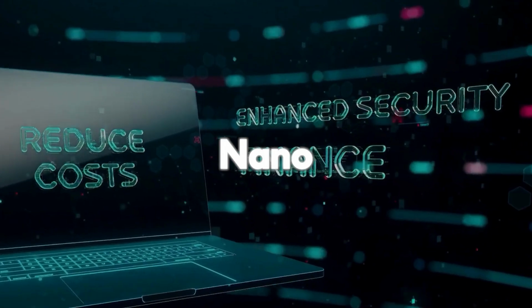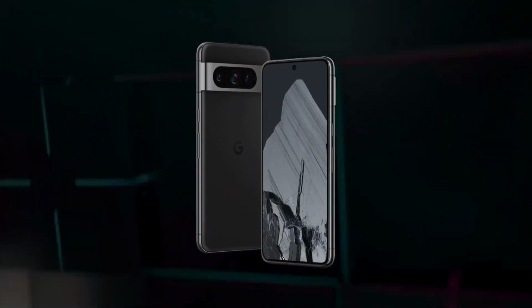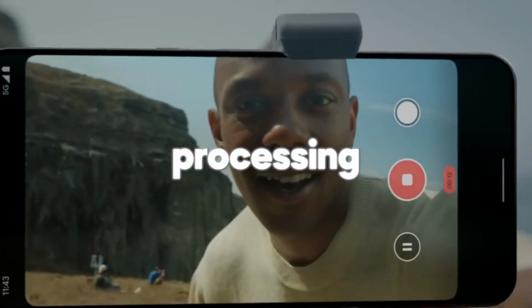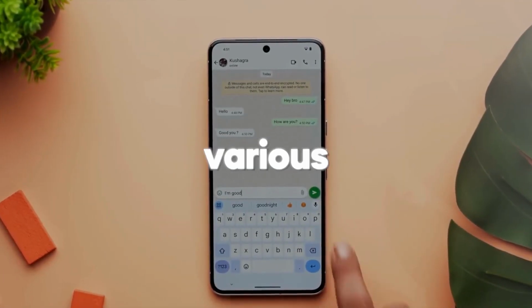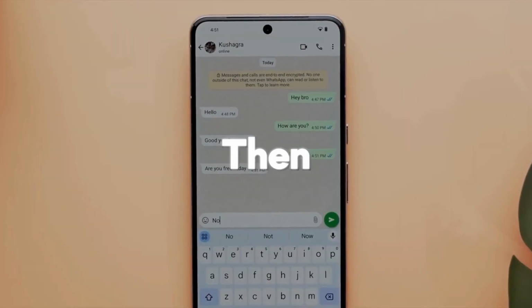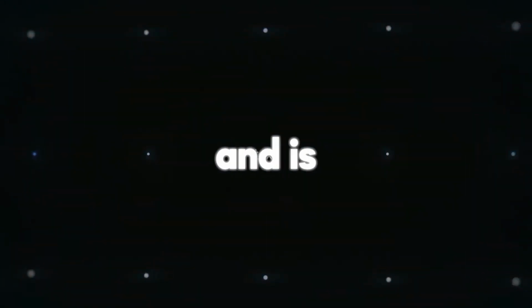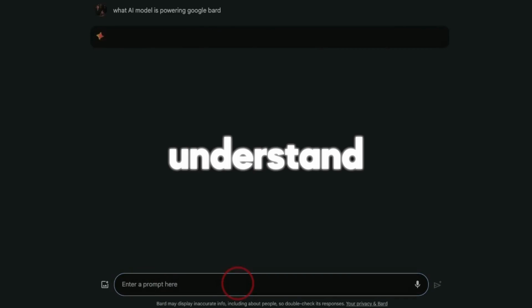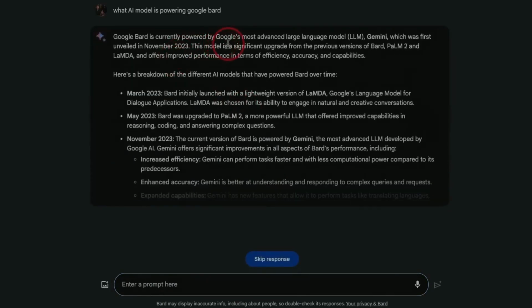The Gemini Nano is designed to be used on smartphones, specifically the Google Pixel 8. It's designed for on-device tasks that require efficient AI processing, such as summarizing entire texts or suggesting replies within various chat applications. Then we have Gemini Pro, which is currently running on Google's data centers and is designed to power the latest version of Bard, the company's AI chatbot. It has the ability to understand complex queries as well as deliver speedy response times.